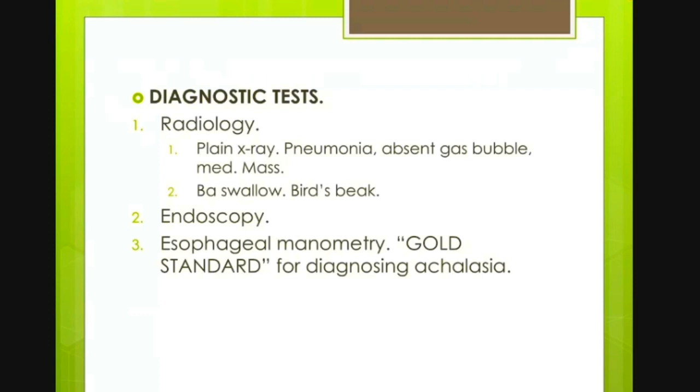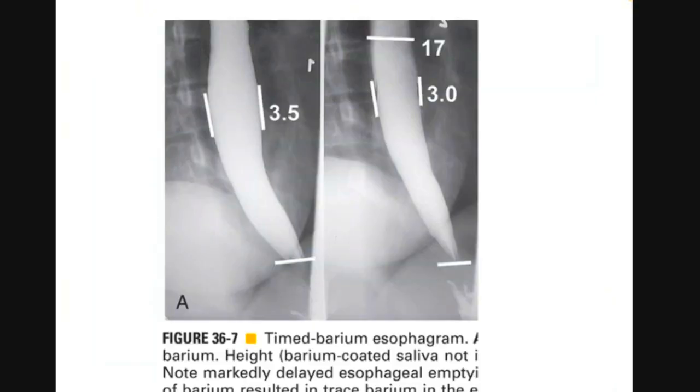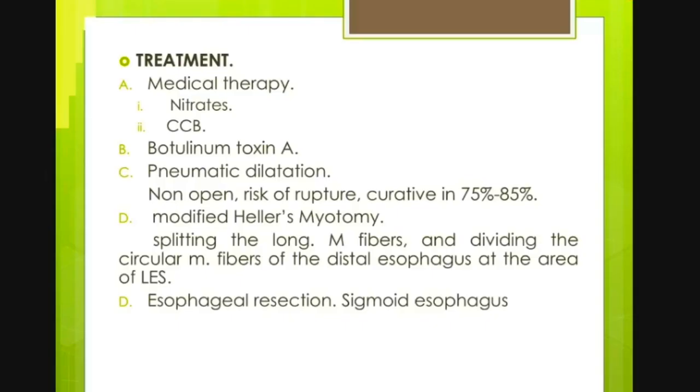And to confirm your diagnosis, by endoscopy, by esophagoscope, and the most important diagnosis of achalasia is by esophageal manometry. This is what we call the standard for diagnosing achalasia. I think Dr. Fadil discussed the procedure of the investigation. This is how we can see it. The dimension of the esophagus goes from 3 centimeters to 3.5 centimeters, and this is what we call a sigmoid esophagus.